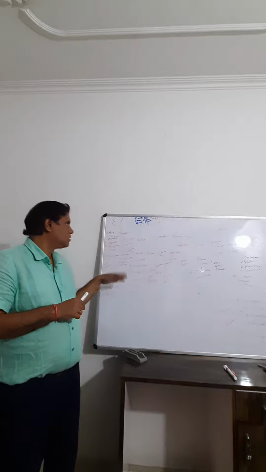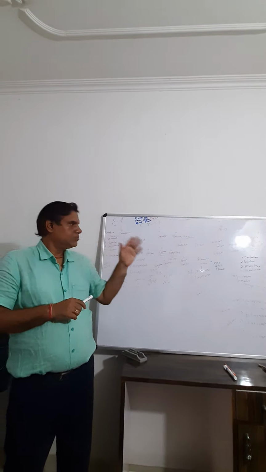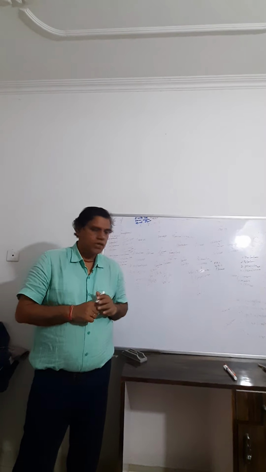So this is all about the four types of tissue: epithelial, connective, muscular, and nervous.